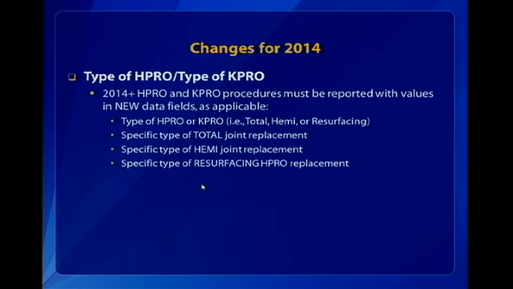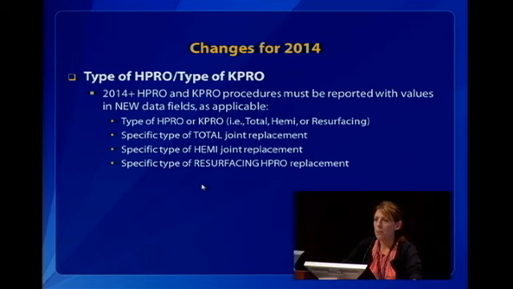Of course, we have our new type of HPRO and type of KPRO fields. So previously, we just had two variables, type of hip, type of knee, and that was it. Well, now we have additional fields looking at specific types of total, hemi, or resurfacing procedures. So once you import a value for your hip and knee that tells us the type, you will also be required to complete one of these bottom three, either total, hemi, or resurfacing.